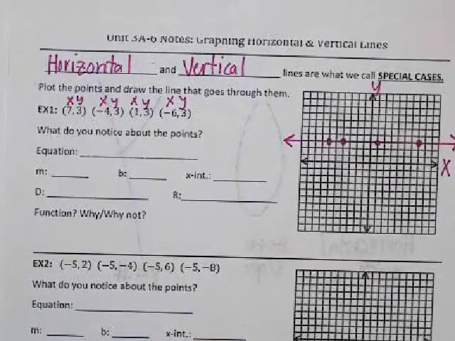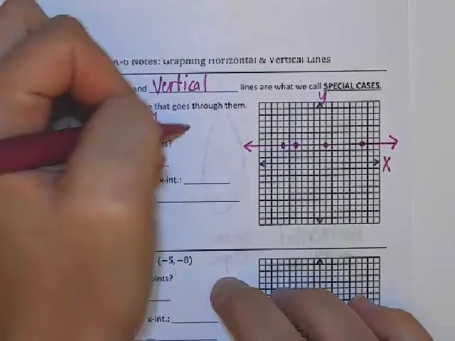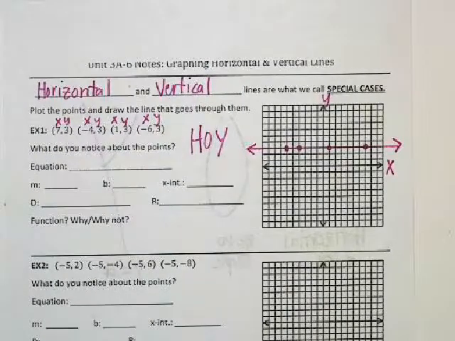Okay. Let me zoom in just a little bit. There we go. So what type of line is it? Horizontal or vertical? It's a horizontal line. So right here, I want you to write HOY. And I'm going to use HOY to help me answer all of these questions. Use HOY to help you answer the questions.